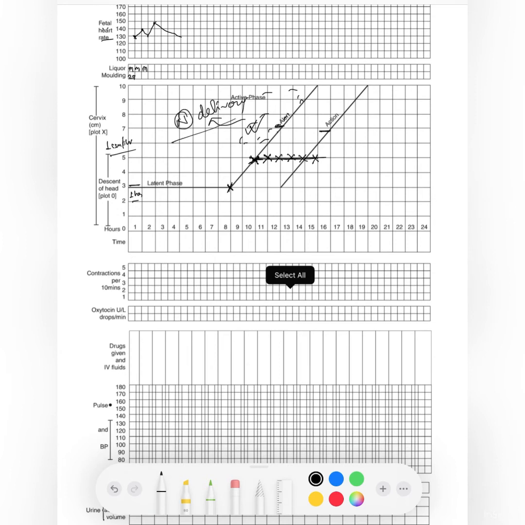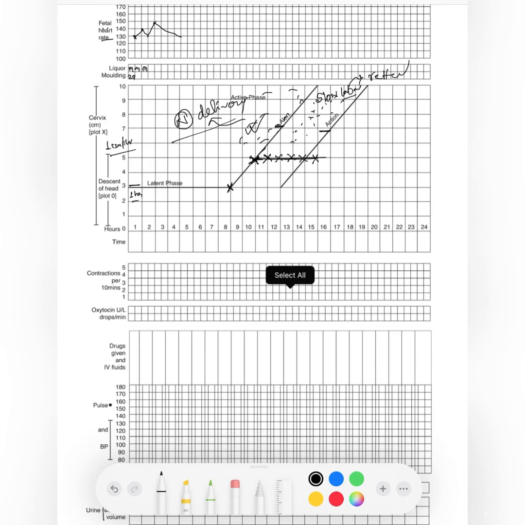But suppose we found it is in that line, that is between the alert and action line, but not touching the action line. In this region, we think the dilatation is not proper, not 1 centimeter per hour. Suppose less than 1 centimeter per hour, then we have to think this is a slow labor. So we go for referral of the patient.